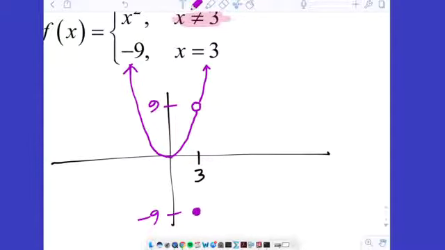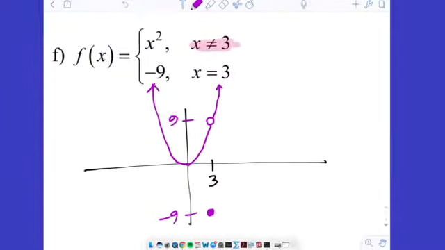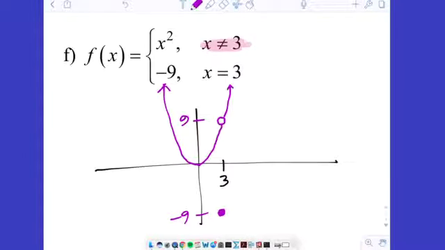Negative 9. So now the dot's down there. If the attempt was to plug the hole, we're bad surgeons at this point. We missed it, okay? But that's not really the point. The point is that these could be anything. You just have to look explicitly at how it's being defined.